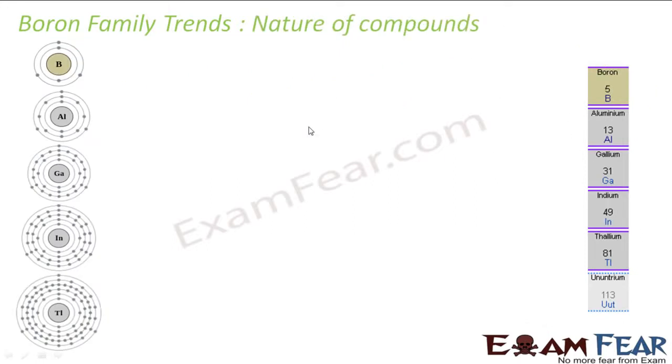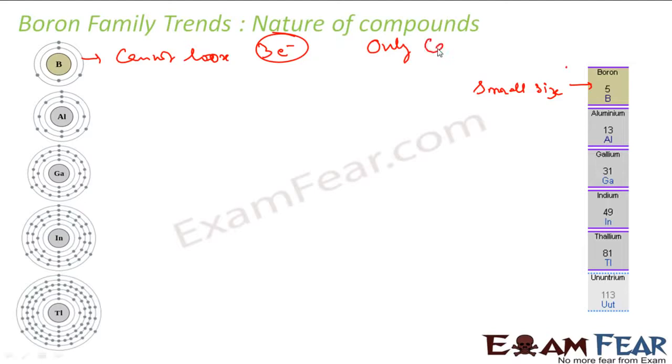Let's talk about the nature of compounds. So if you see, boron is very small in size, right? Since boron is small in size, it cannot lose 3 electrons. It has 3 extra electrons, and in total it has 5 electrons altogether, so it cannot lose 3 electrons, right? Or it cannot give 3 electrons to another element, so it generally shares the electrons. So only covalent compounds are seen here.